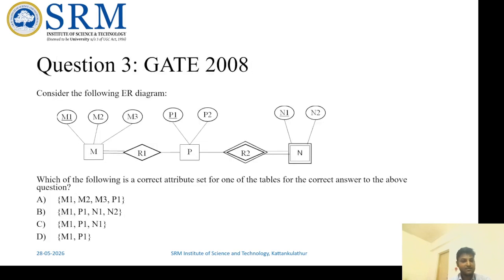So the remaining option is option A, which is correct because it contains all the attributes of M and the primary key of P1 as a foreign key in the table. Option A is correct.